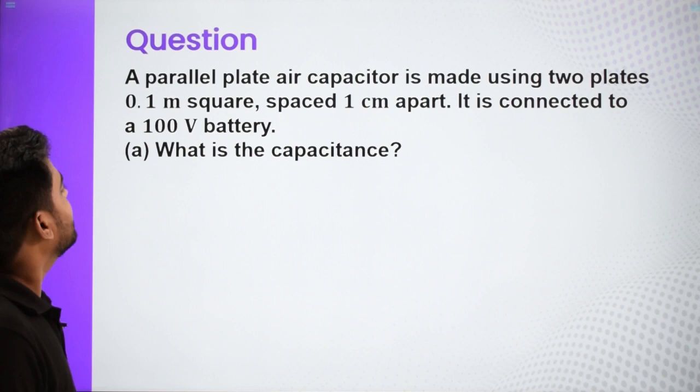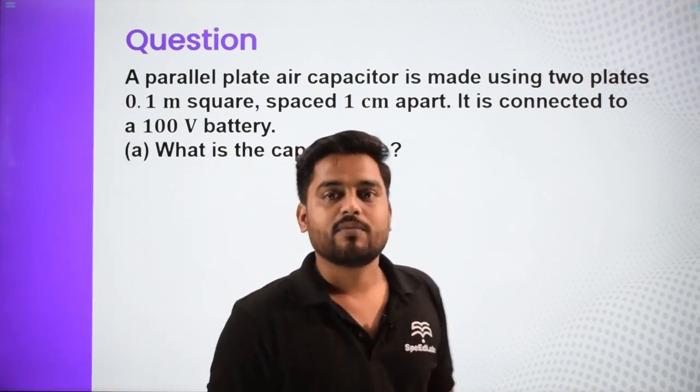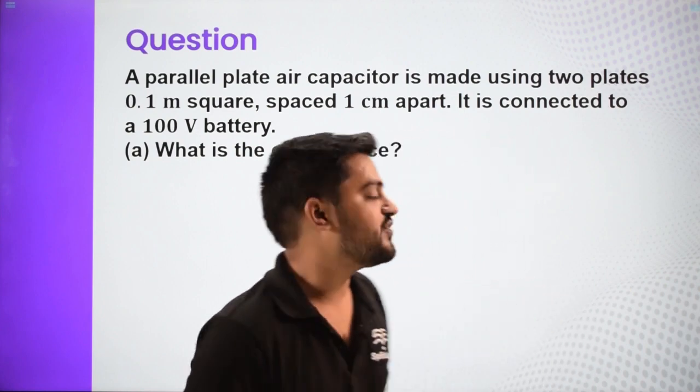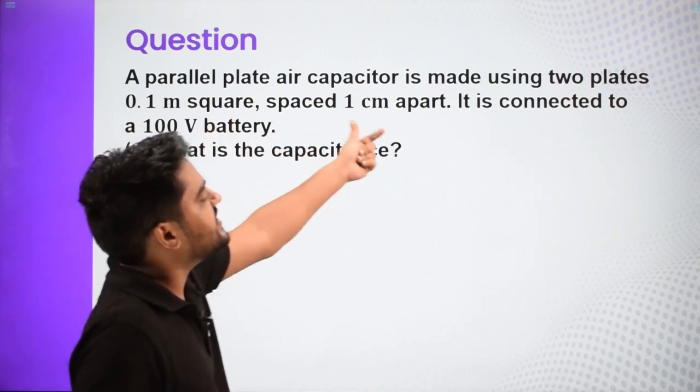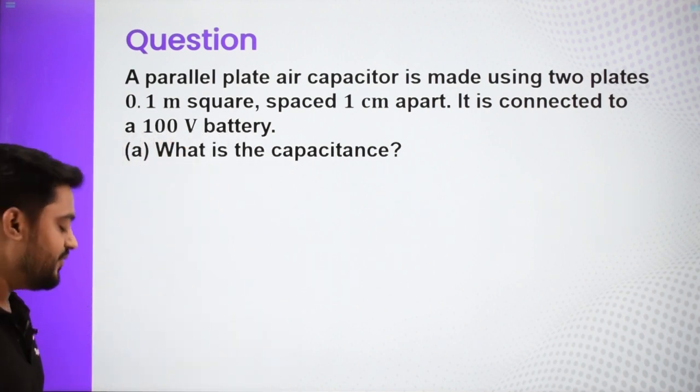Now next is a question. This question says that a parallel plate air capacitor is made using two plates. Both the plates are 0.1 meter square in area and spaced 1 centimeter apart. Now it is connected to a 100-volt battery. They are asking what the capacitance is.